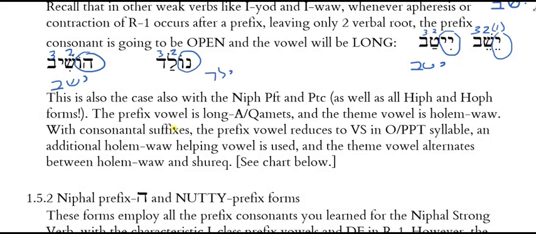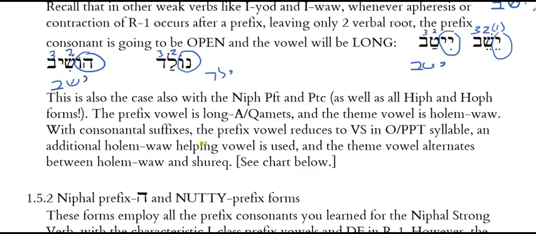This is going to be the case with the nifal perfect and participle, as well as all hifil and hofal forms. These stem prefixes are going to have long vowels and be open because in the hollow verbs there isn't a root letter to attach to and close. For the nifal, the prefix vowel is the long A, or the qamets, and the theme vowel is holam vav. Okay? And we'll take a look here in just a second.